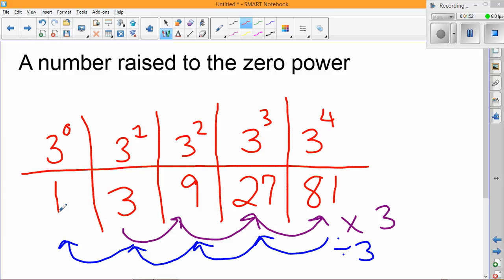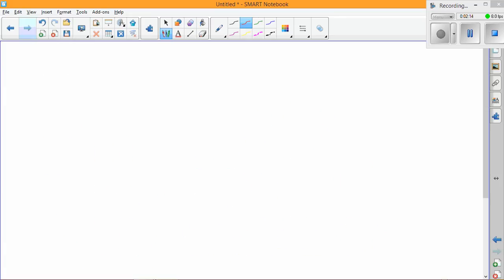No matter what the base is, when you end up dividing the first power by itself, your 3 to the first power is just itself, and then when you divide it by itself, it's always going to equal 1. So no matter what base you have, if it's raised to the zero power, it is always 1. So let me show you a couple examples here.